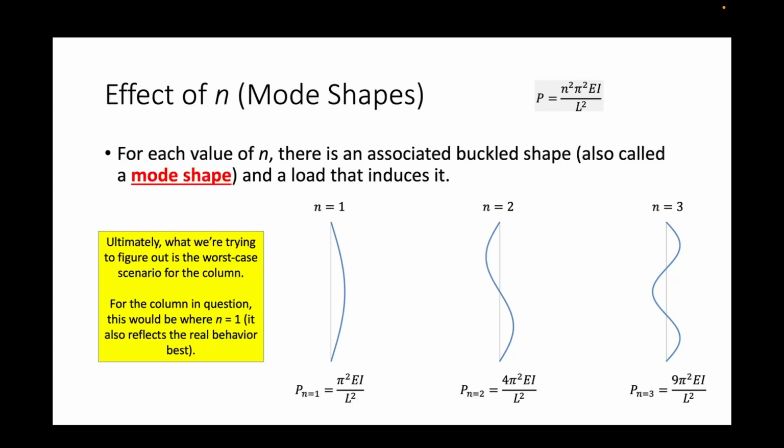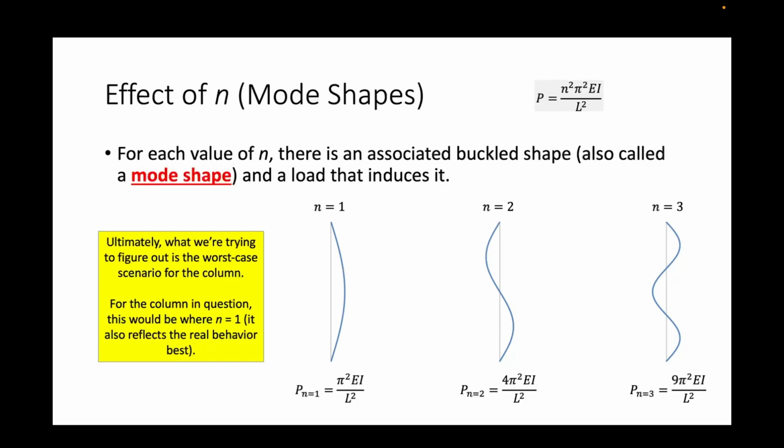N is indicative of what's called a mode shape, okay? So the idea of a mode shape, so if we take the value of n and we start changing it, and notice how I'm only using positive values of n, because it doesn't really matter if I use negative values since I'm squaring it. Notice that as we use positive values of n, what we're seeing is a change in what the column looks like when it's buckled, okay? But the other thing that we're seeing is that as you change n, not only are you changing what the shape of the column looks like, but you're changing the load that causes that buckling, right?